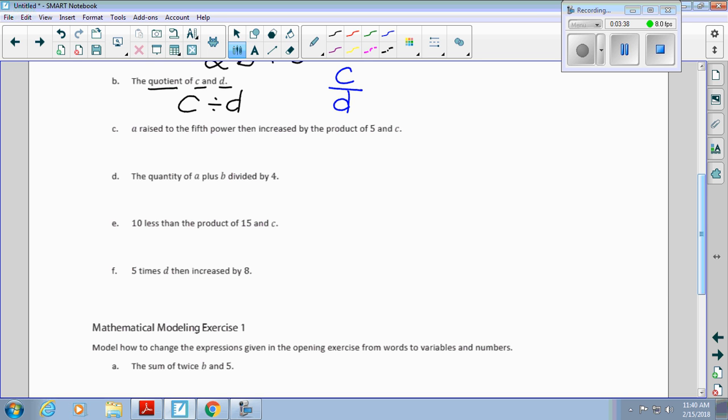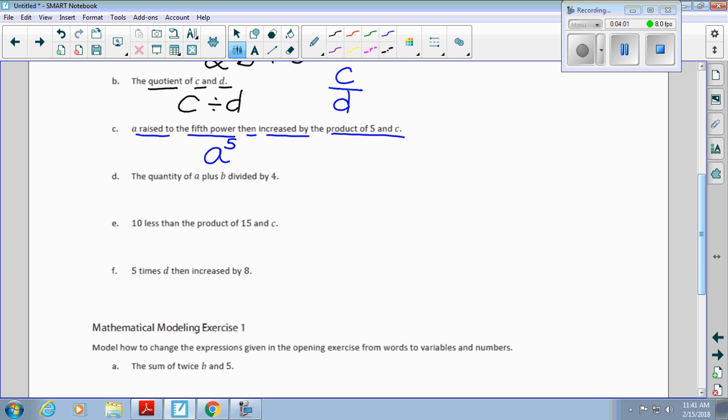It says a raised to the 5th power, then increased by the product of 5 and C. So a raised to the 5th power means what? A with the exponent of 5. Beautiful. A to the 5th would look like this. A is a base, 5 is the exponent.